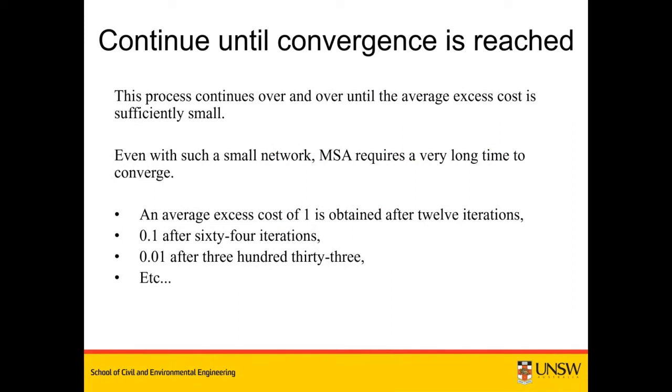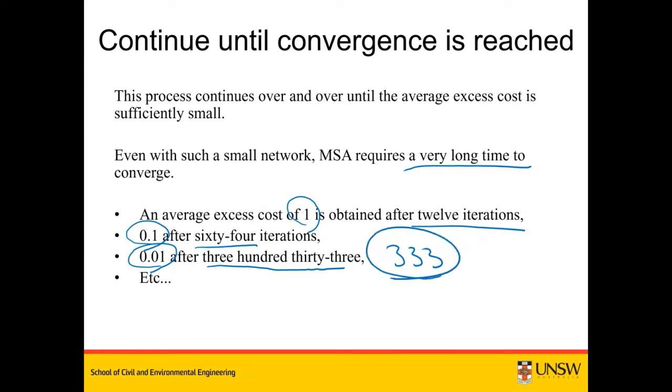And you can see that even in such a very small network, it takes a very long time to converge. We are at iteration 3 and maybe 4, and we're not yet at equilibrium. And if you actually do the example, you can find that the AEC would be equal to 1 after 12 iterations, it would go down to 0.1 after 64 iterations, and it will go to 0.01 after 333 iterations. So it takes 333 iterations to actually reach such a small number. So MSA is glacially slow again.